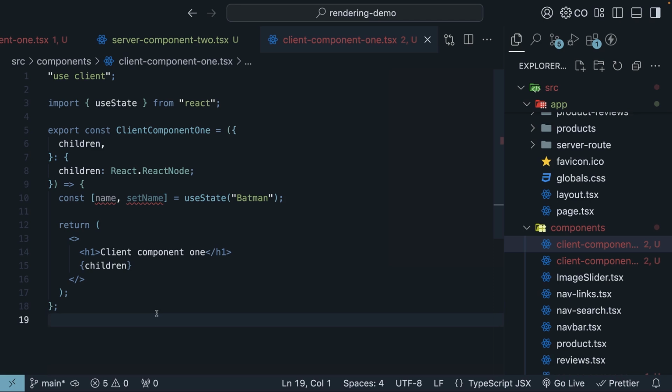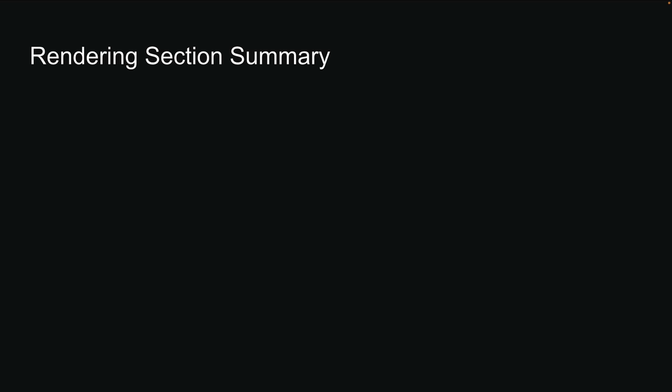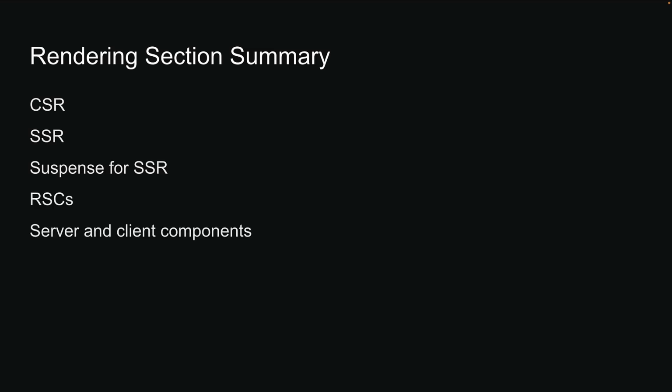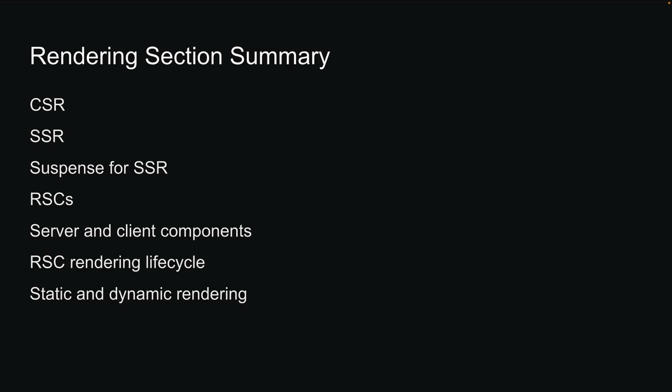And remember, you're not limited to just the children prop. You can use any prop on the client component. That brings us to the end of our second section, which is a deep dive into rendering in Next.js. We've covered everything from CSR and SSR to Suspense, RSCs, component types, rendering lifecycles, static and dynamic rendering, streaming, and these composition patterns. You should now have a solid grasp of how rendering works in the Next.js app router. There is plenty more Next.js goodness coming up, so please stay tuned for the next section.